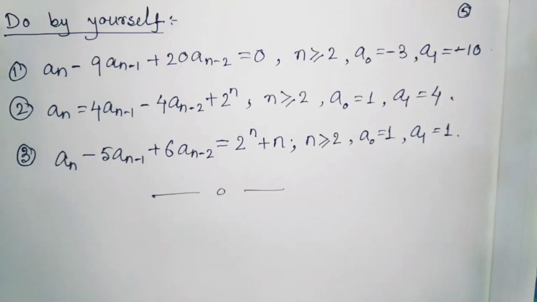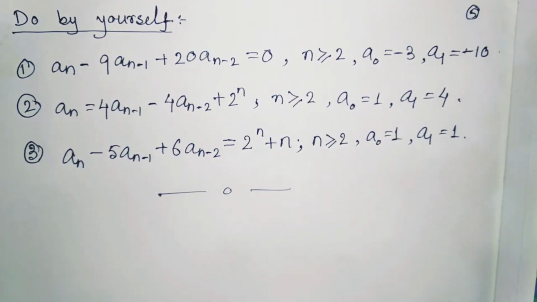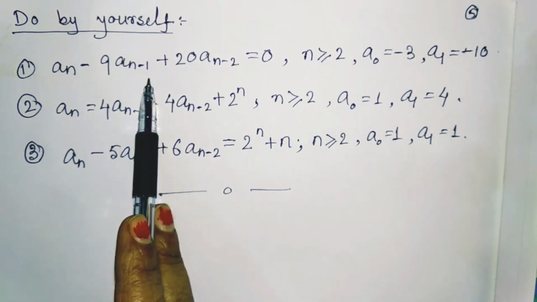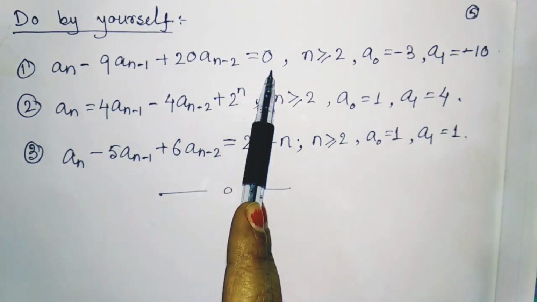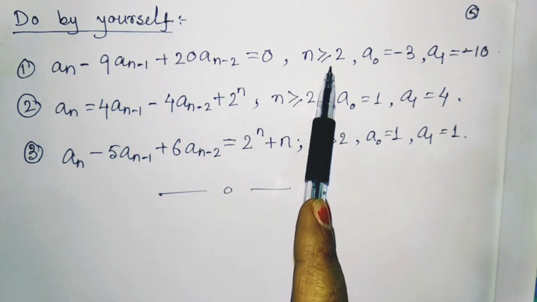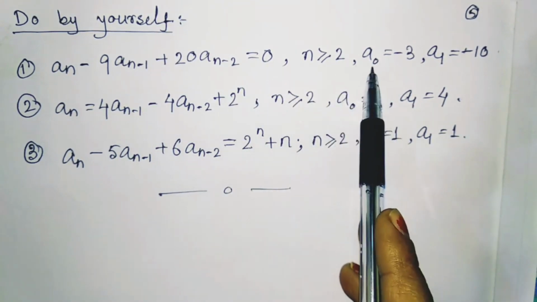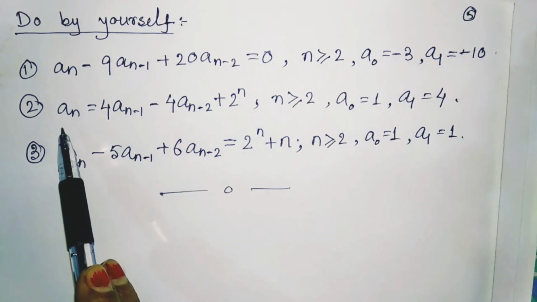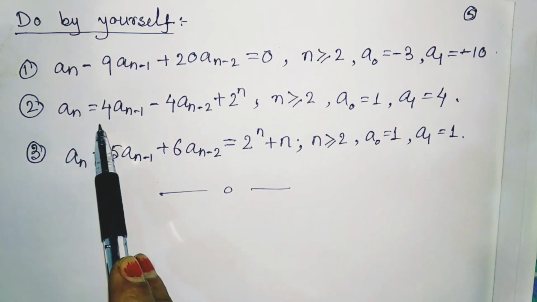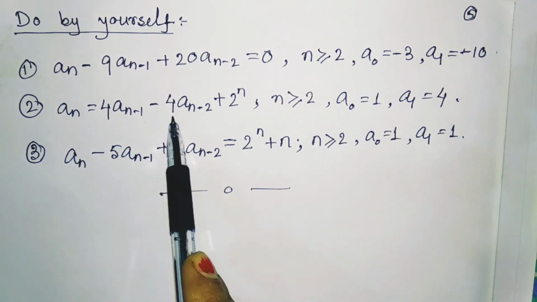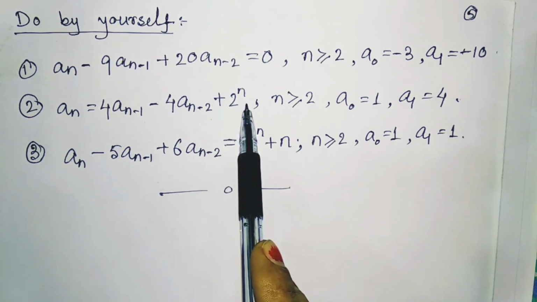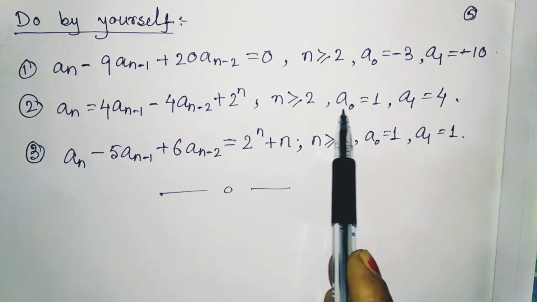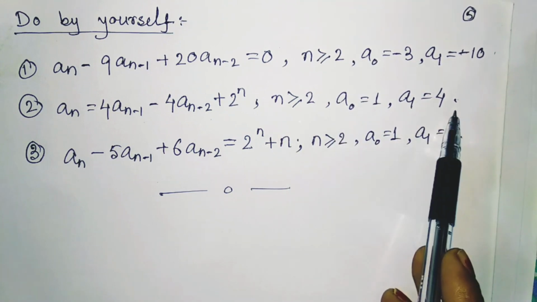If you understand, then for you there are few questions to solve. The first question is a_n minus 9a_{n-1} plus 20a_{n-2} equals 0, where n is greater or equal to 2 and the initial conditions are a0 equals minus 3, a1 equals minus 10. The second equation is a_n equals 4a_{n-1} minus 4a_{n-2} plus 2^n, where n is greater or equal to 2 and the initial conditions are a0 equals 1, a1 equals 4.